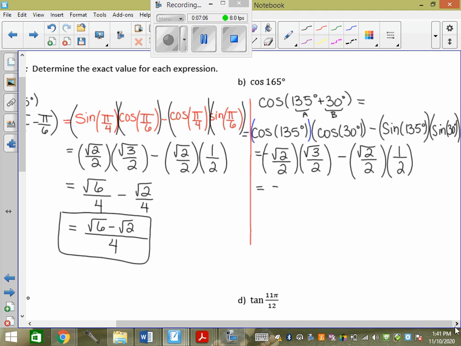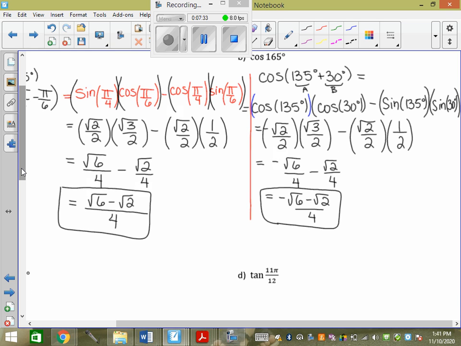So I'm going to get negative root 6 over 4 minus root 2 over 4, which gives me negative root 6 minus root 2, all over 4. Now I should be able to punch that into my calculator, and I should be able to punch cos 165 in degree mode into my calculator, and they should match, right? Their decimals should match. Okay, the next one is tan.